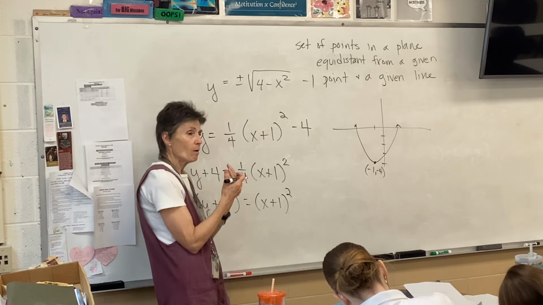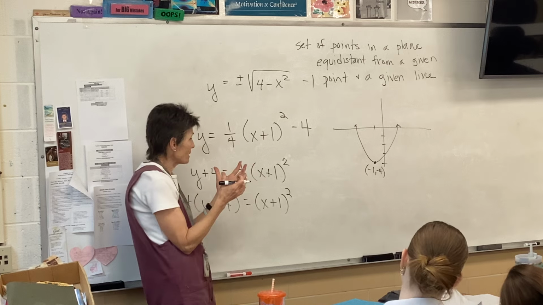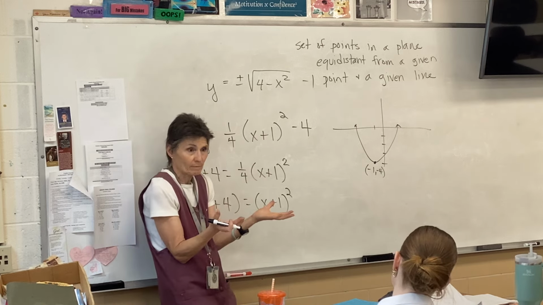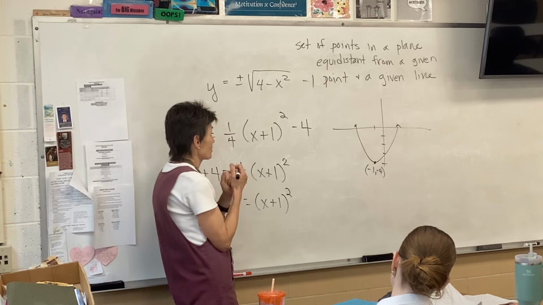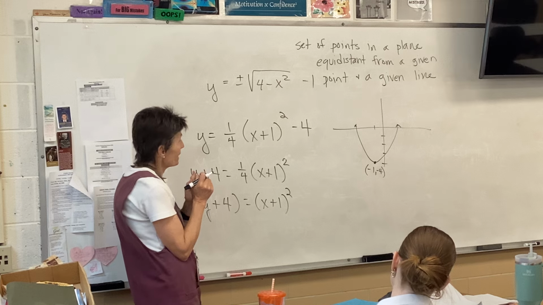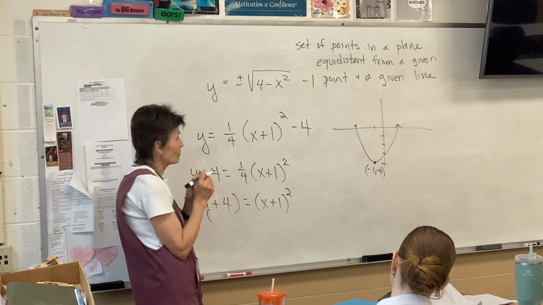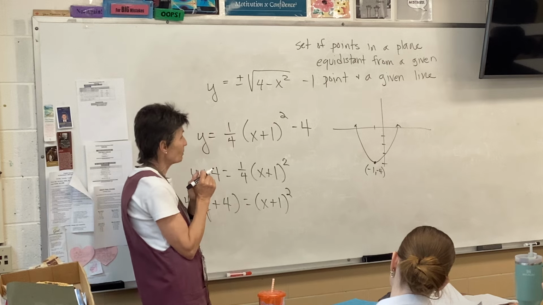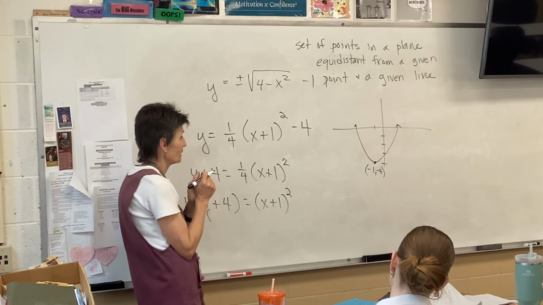Up until now, we've talked about parabolas in terms of that they're the graph of a quadratic function. X squared, they're always gonna have an X, or they're gonna have something squared in them. But now we're talking about it more in terms of its analytic definition. Set of points in a plane equidistant from a given point and a given line.